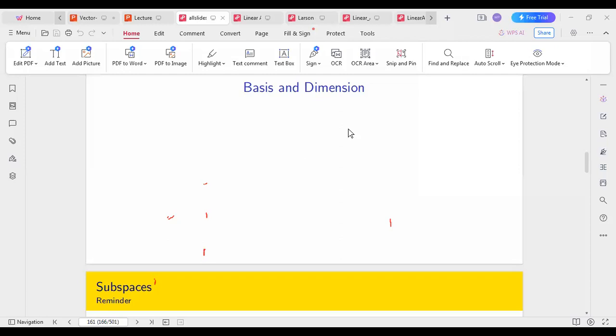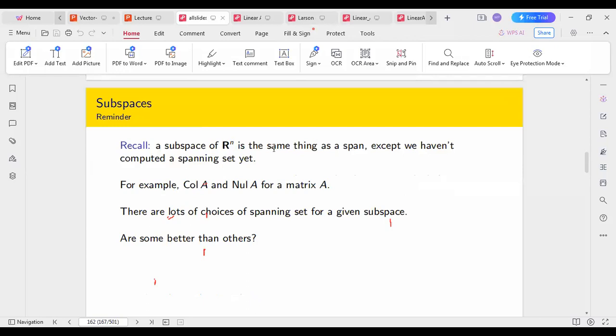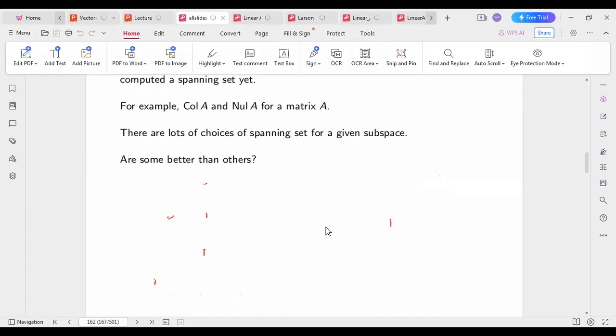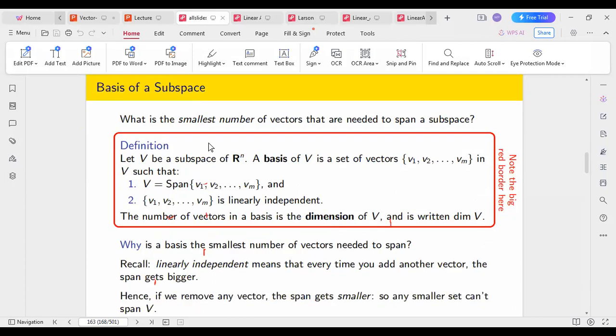Now, what are the basis and dimension? In subspaces, we have discussed that a subspace of Rn is the same thing as a span, except we haven't computed the spanning set. For example, the column space of A and null space of A for a matrix A. There are lots of choices of spanning sets of a given subspace, and some are better than others. Now, basis of a subspace. What is the smallest number of vectors that are needed to span a subspace? The smallest number of vectors needed to span a subspace is actually called a basis.